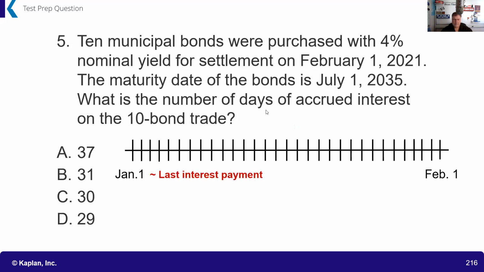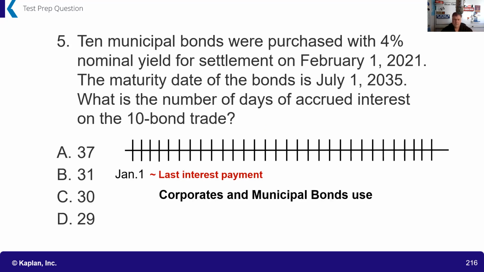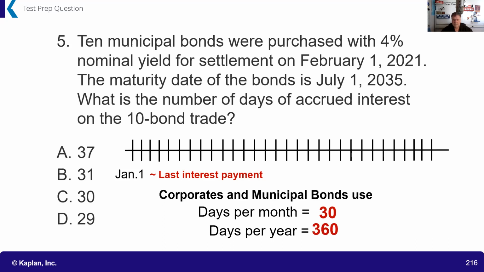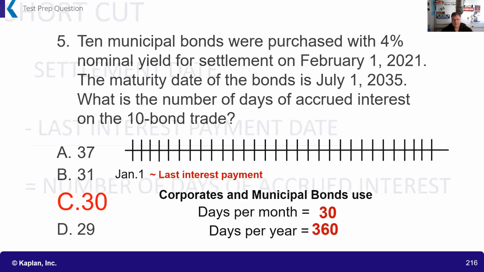So there's our last interest payment date. We go up to but not including February 1st. That means the buyer owes the seller for all of the days in January, because I, the seller, held the bond for January, and you're going to get a check on July 1st that represents the entire time frame. And I said, whoa, some of that's mine. By the way, it has nothing to do with there being 10 bonds. So up to but not including. We said corporates and municipal bonds have 30-day months. That's very testable. That means there's 360 days in the year. And so the answer is 30 days.